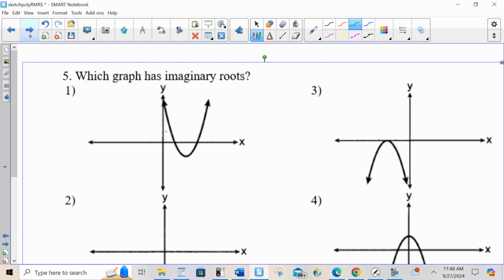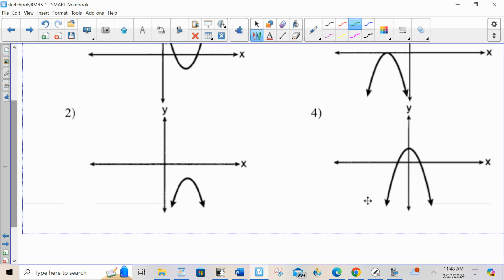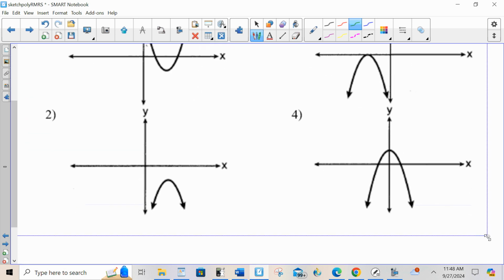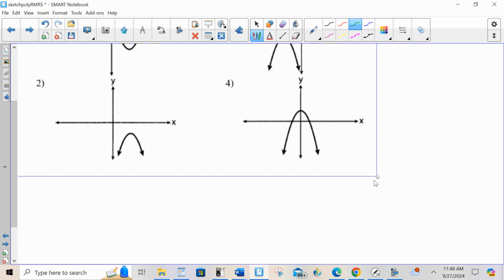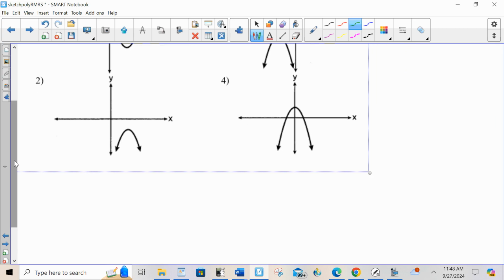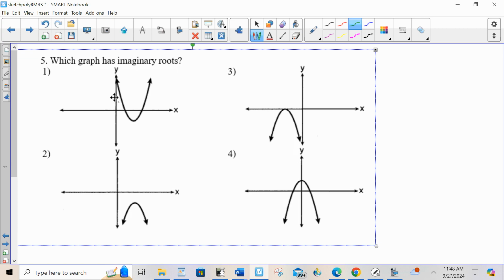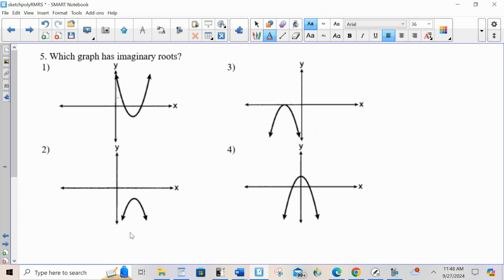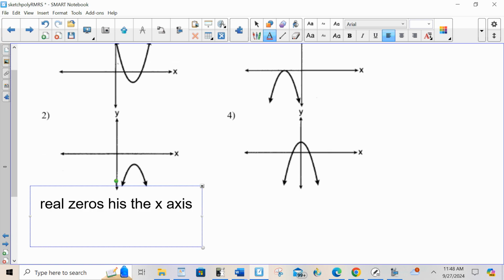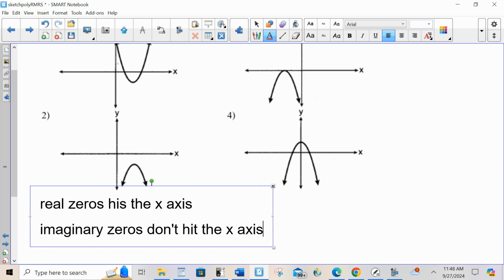Real zeros hit the x-axis. Imaginary zeros don't. Let me just make it a little bit smaller because this is just wildly big. So what you need to know for a couple lessons here, this one song kind of takes care of two concepts. Real zeros hit the x-axis, imaginary zeros don't hit the x-axis.